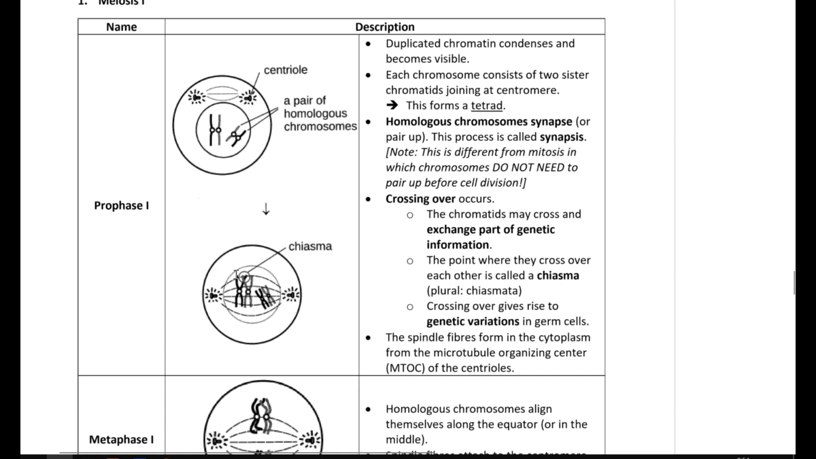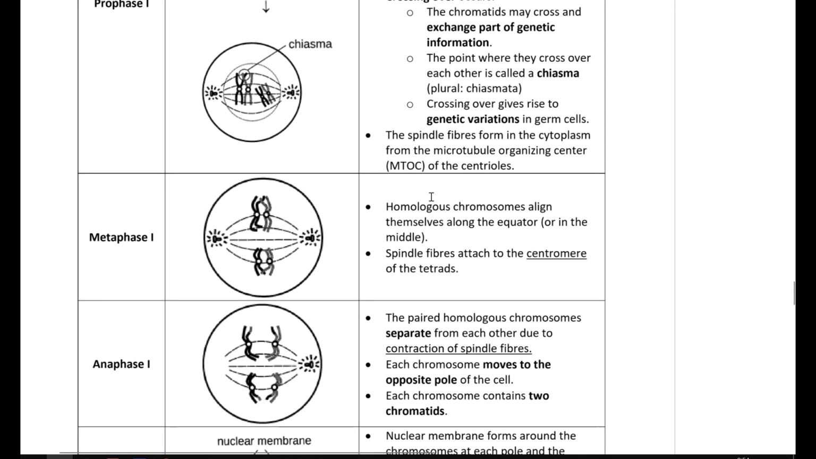So I have chromosome set number one, chromosome set number one, one from the mother, one from the father. And since both are chromosome number one, for example, or both chromosome number three, they are going to be able to form a tetrad. Once it forms a tetrad, they can form a chiasma at prophase 1, and this is where crossing over takes place. At metaphase 1, this is where independent assortment takes place.